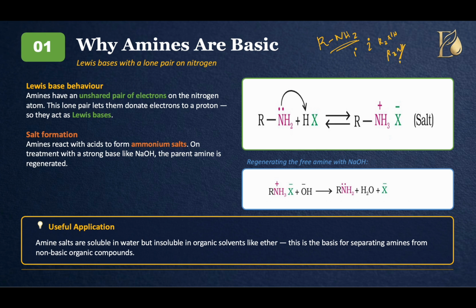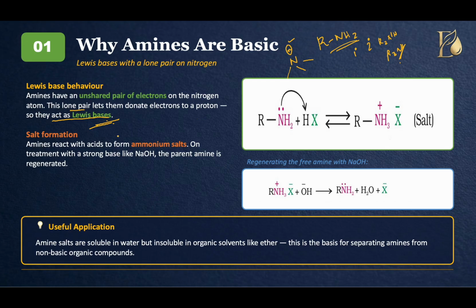Amines have a nitrogen atom, and on that nitrogen atom there is a lone pair available. This is an unshared pair of electrons, and we know that amines have a pyramidal structure. This lone pair lets them donate electrons to a proton, so they act as a Lewis base. We know what Lewis bases are: Lewis bases are electron donors and Lewis acids are electron pair acceptors. Since in amines there is an unshared pair of electrons on the nitrogen atom, they can donate electrons to a proton, so they act as Lewis bases.